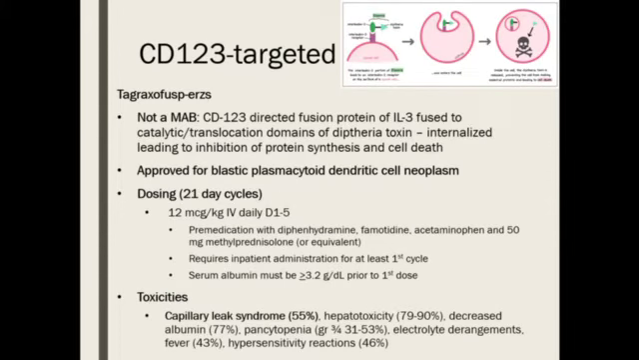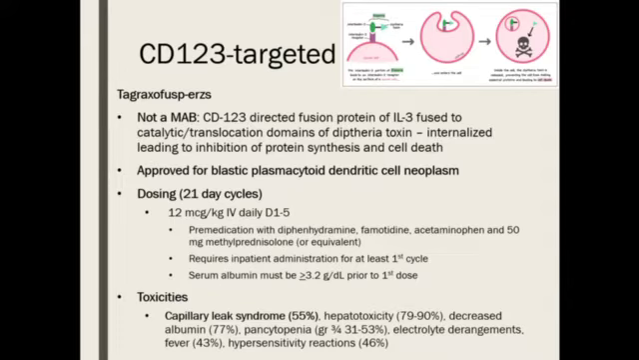I did want to call out one special case here, not technically a monoclonal antibody, but it is a hematologic product. It is targeting a receptor like we're talking about with almost all the other products here. This is tagraxofusp. Tagraxofusp is targeting CD123. It's a fusion protein of IL-3 fused to a catalytic or translocation domain of the actual diphtheria toxin.